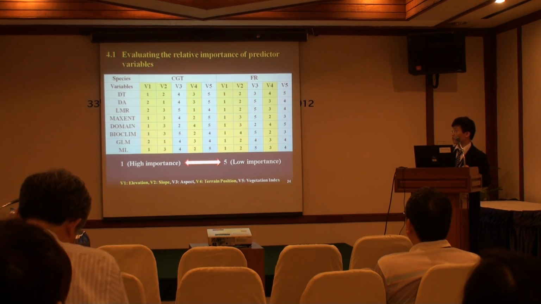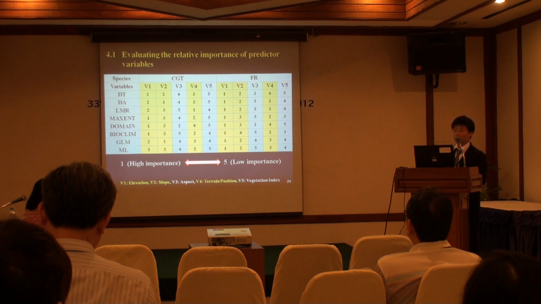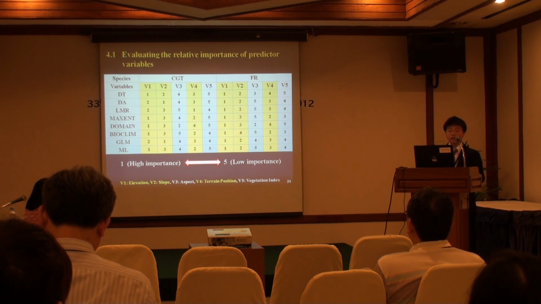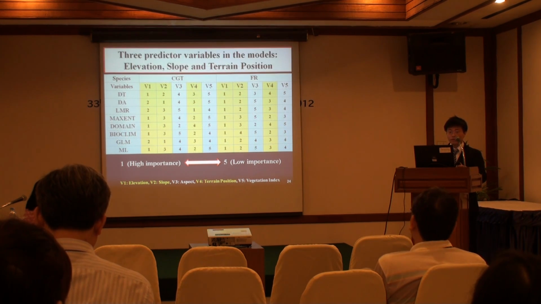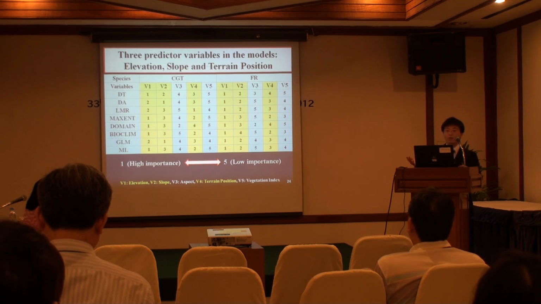Number 1 means high importance, and number 5 means low importance. Overall, for predicting the two species, we find the elevation, slope, and terrain position have relatively high importance for predicting the two species. So we use those variables to predict our best model.